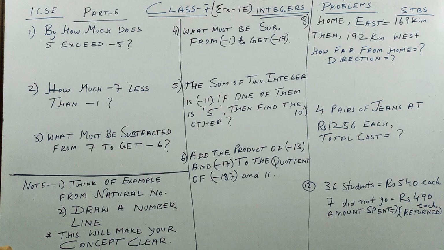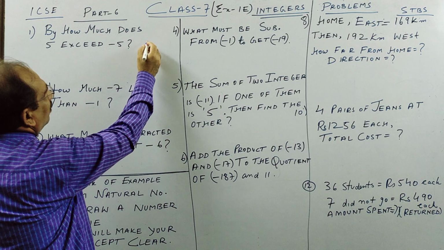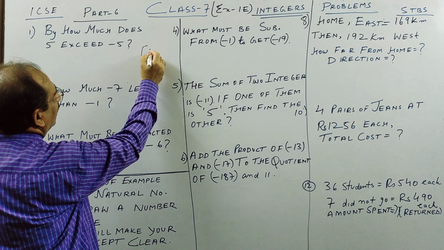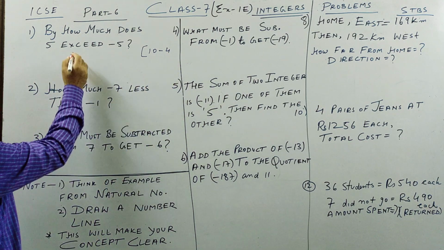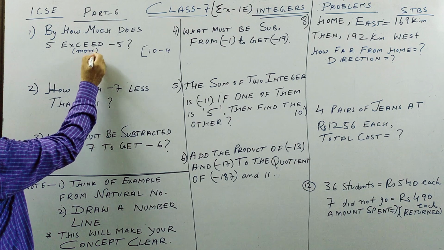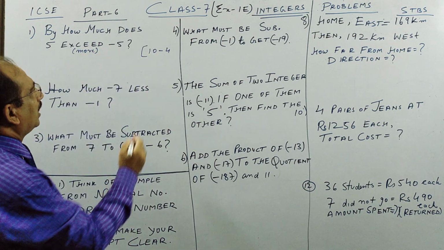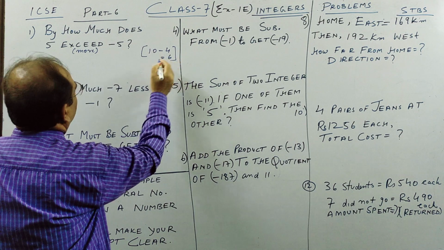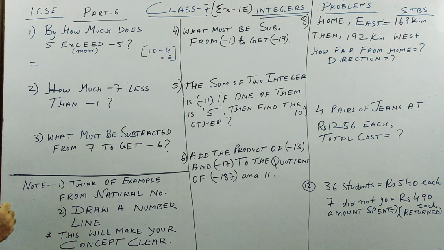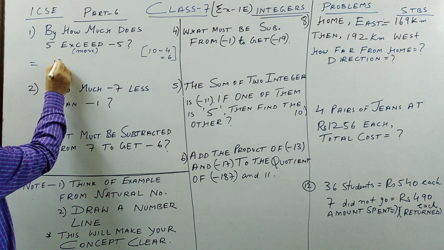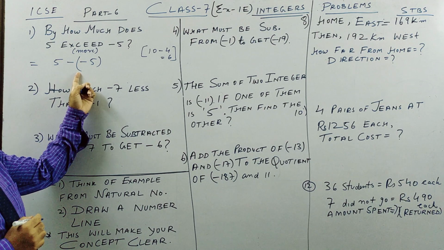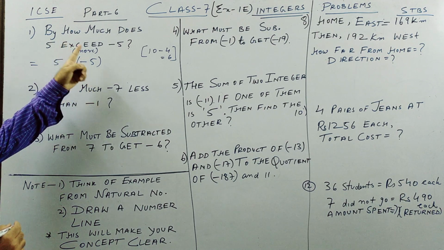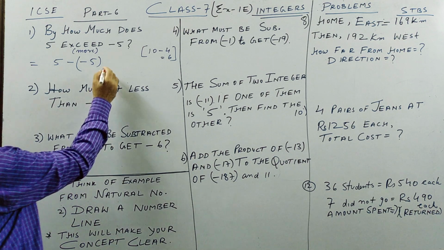By how much does 5 exceed minus 5? You can take one example: how much is 10 more than 4? Exceed means more. So how much is 10 more than 4? We get 6. Same way, how much is 5 more than minus 5? This at the end I'll try to explain to you with the number line. How much does 5 exceed minus 5?